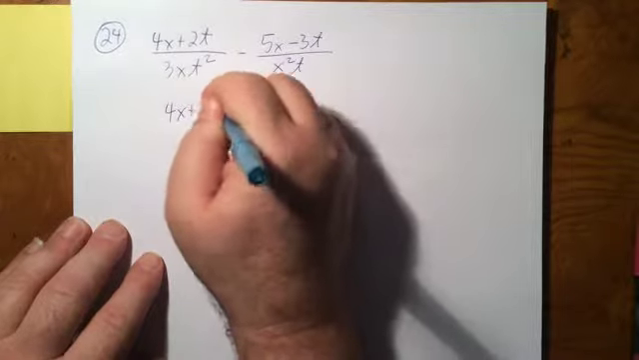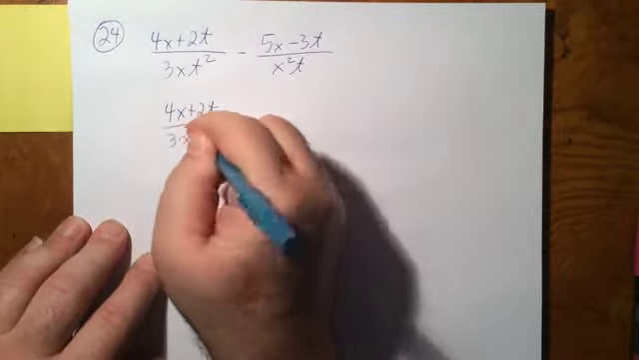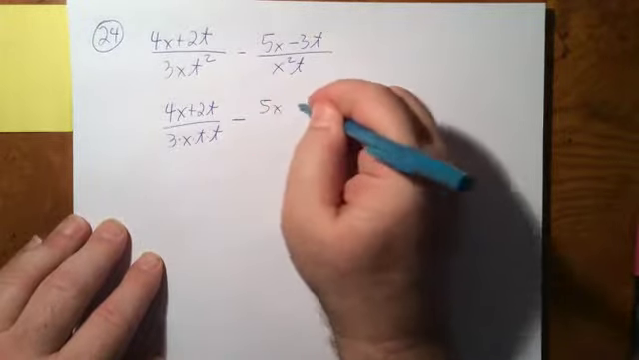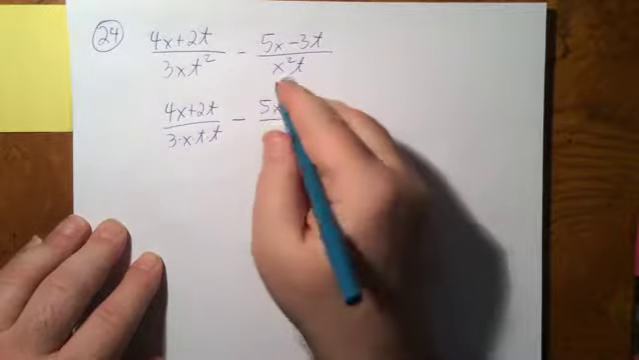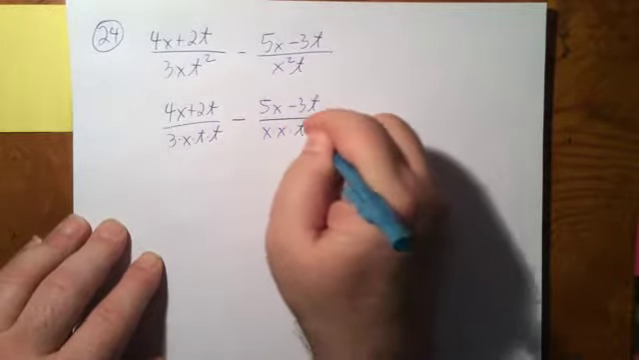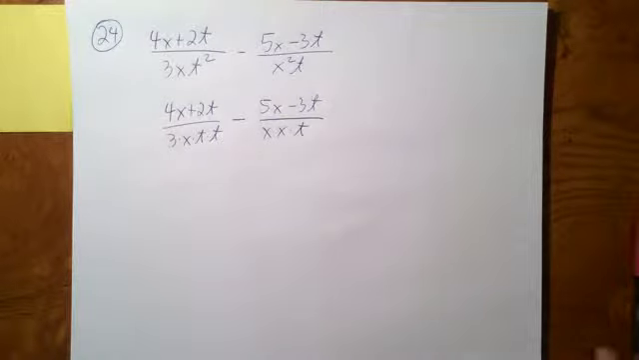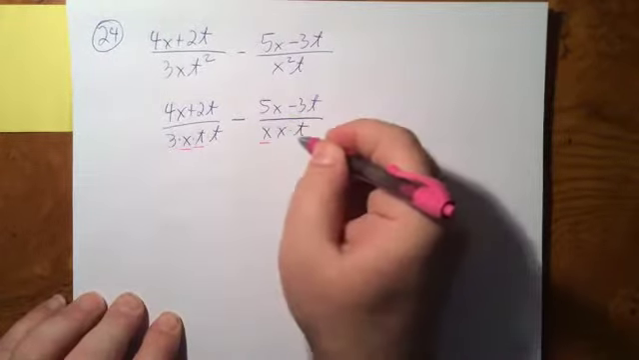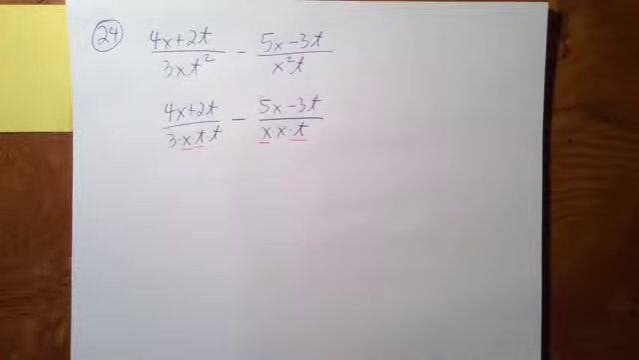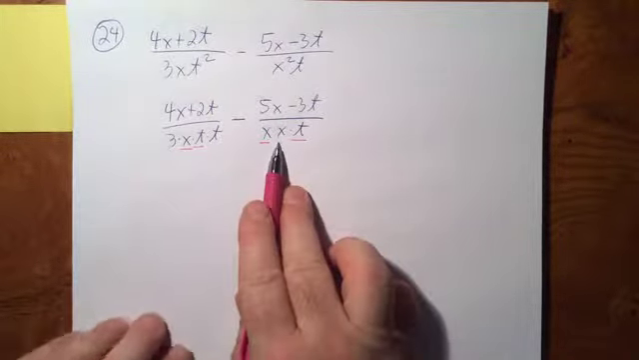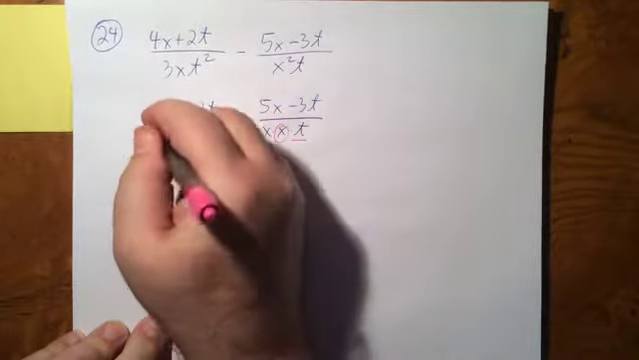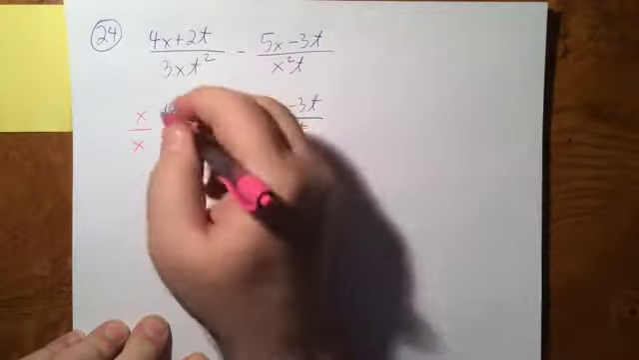(4x + 2t) over 3 times x times t, minus (5x minus 3t) over x times t. Again, I read out each denominator in its simplest form so that I can consider what factors are in common. So we can compare and notice that there's an x and a t in common. And when we look at this, we'll identify that here's a second factor of x that's not in common with over here. So I'm going to multiply the top and bottom of this fraction by x.